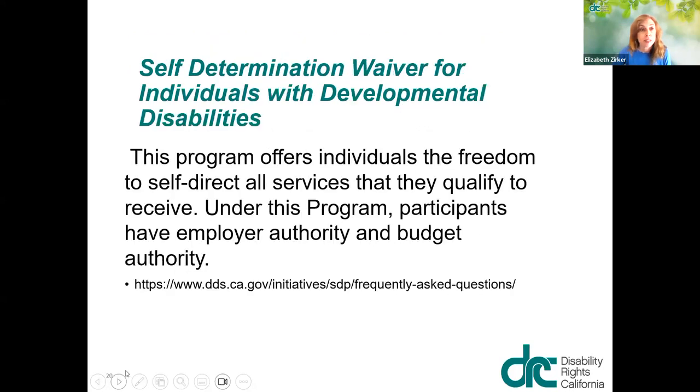Next slide, please. So the next HCBS waiver for regional center consumers is the self-determination waiver program, which is relatively new. It allows participants to self-direct both services and their budget. And effective in July 2021, after a pilot period, the program became available to all eligible regional center consumers. It also offers institutional deeming.